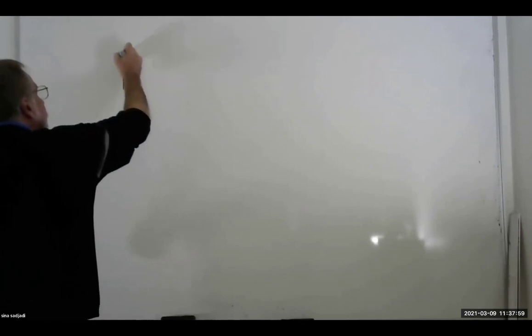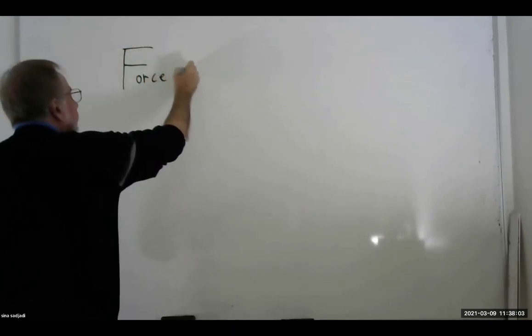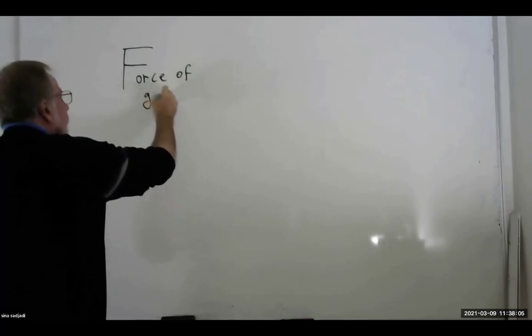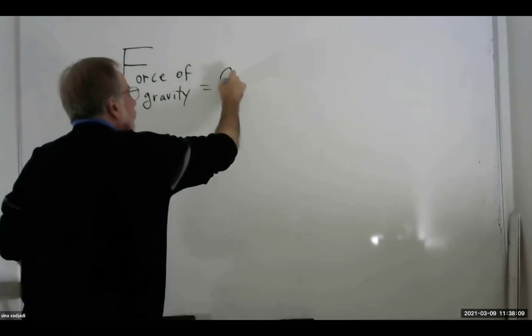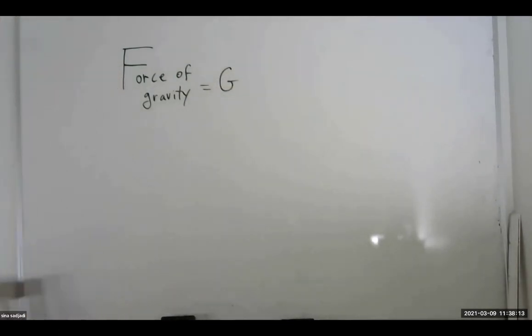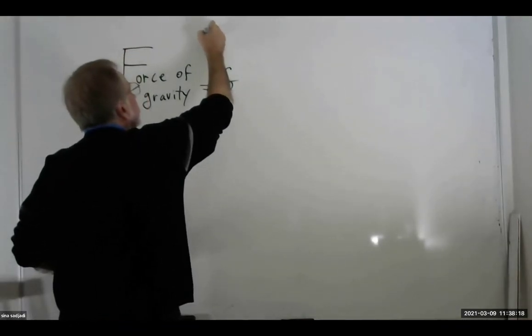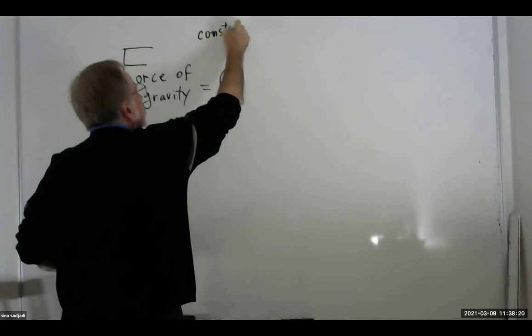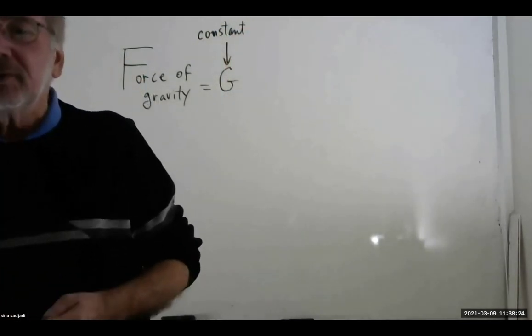We said the force of gravity, right? I'll write it down again. Force of gravity is equal to that thing we call the gravitational force. This is the constant. It's called the gravitational constant. So this is a constant. Constant of gravity. This constant of gravity has to do with mass.